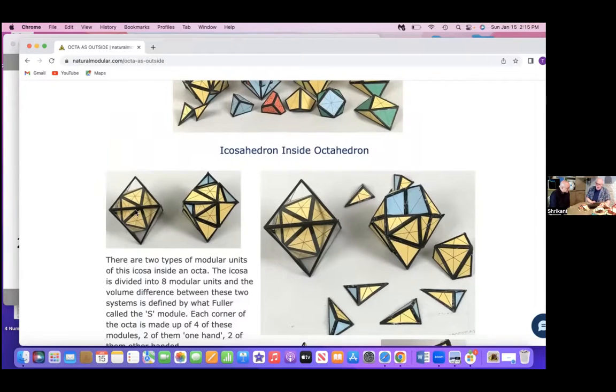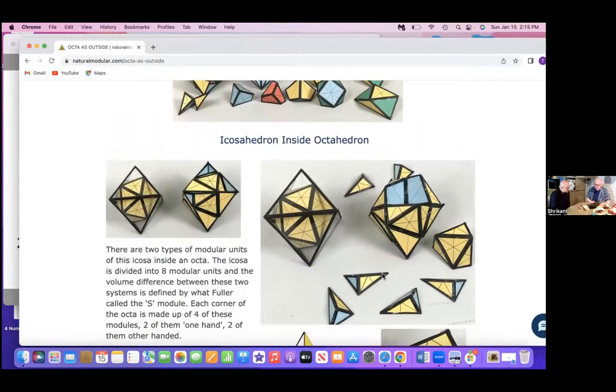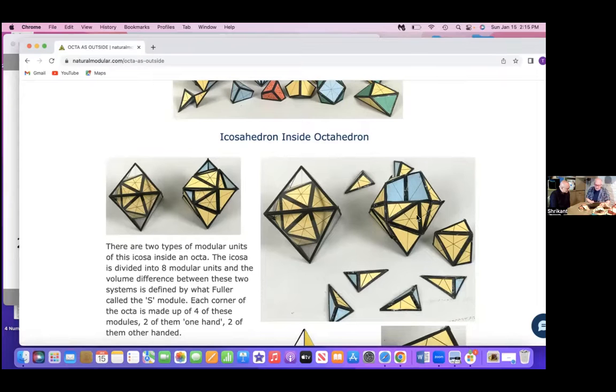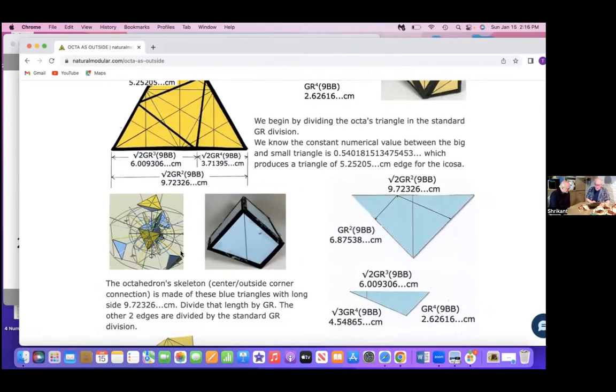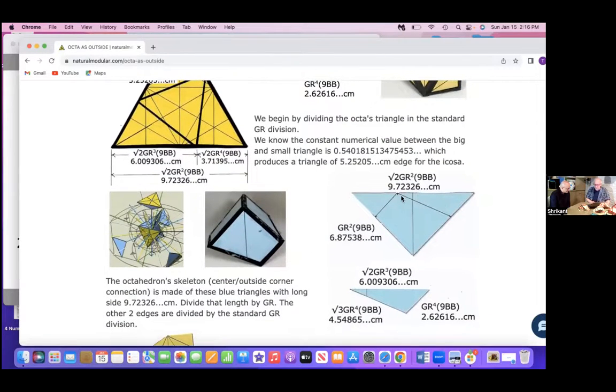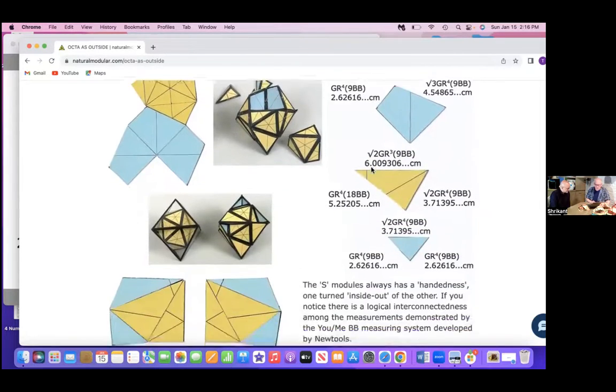And so the icosahedron that fits in, these are called the S module, that Fuller called the S module, and it's the structural, the modular difference between the icosahedron and the octahedron. And then I connected the center to the outside, and here's all the different ways that it all works, and here's the golden ratio. Again, division.